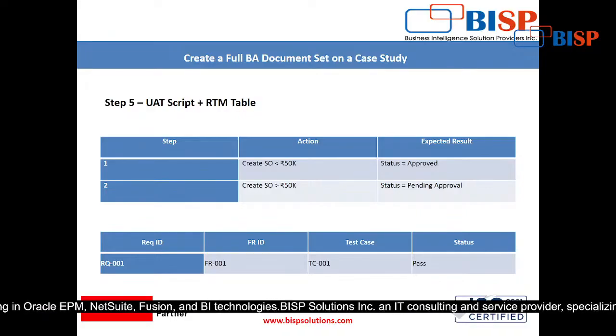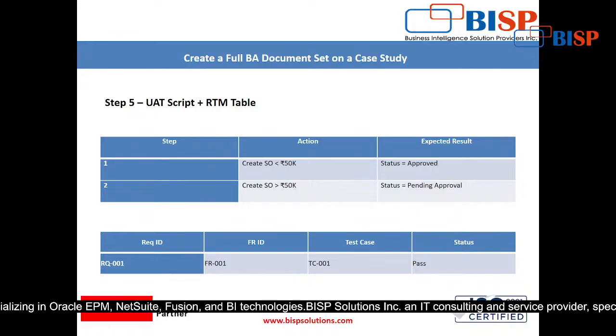Now in this UAT script, what you will see is: create SO less than 50,000. This is a unit test case that says, create first a sales order less than 50,000, and then the status should be approved. It should auto approve. This is the expected result.